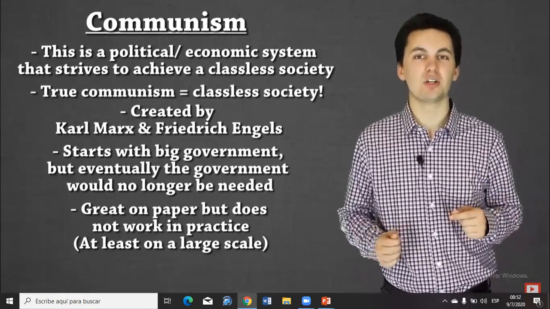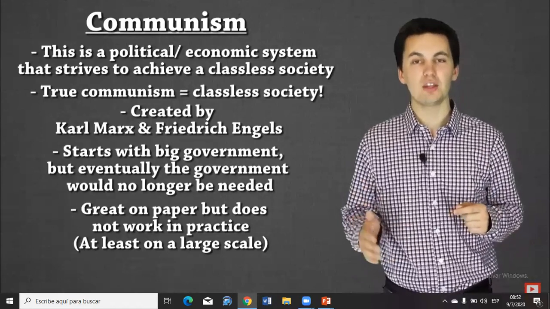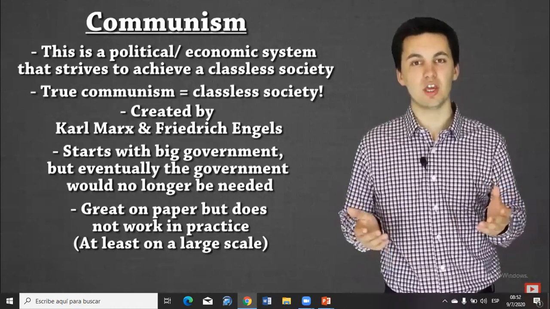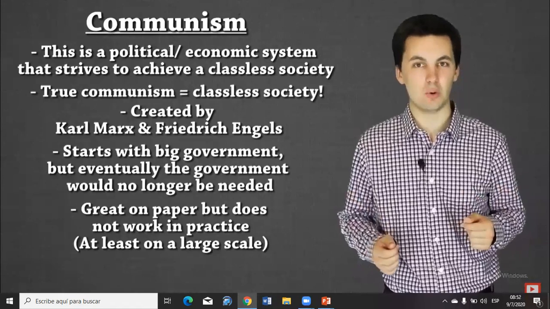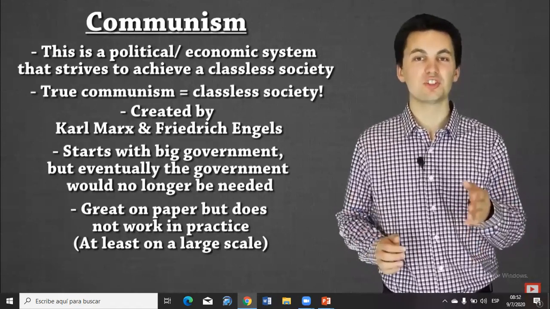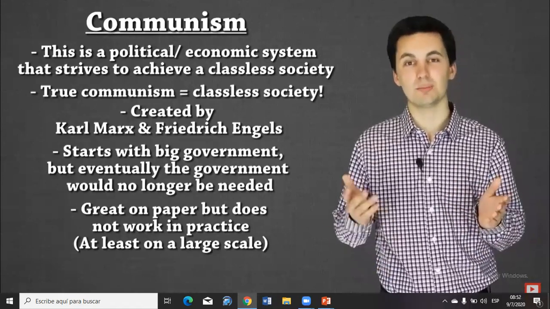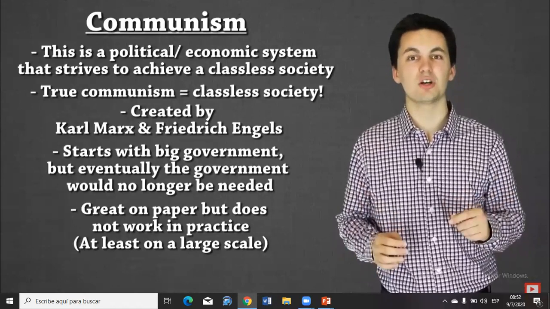Normally what starts to happen is communism will be put in place, and then a dictator or a big government will take over, and they don't relinquish their power. That's kind of the human error. So communism is great on paper, but bad in practice, partially because of human error.